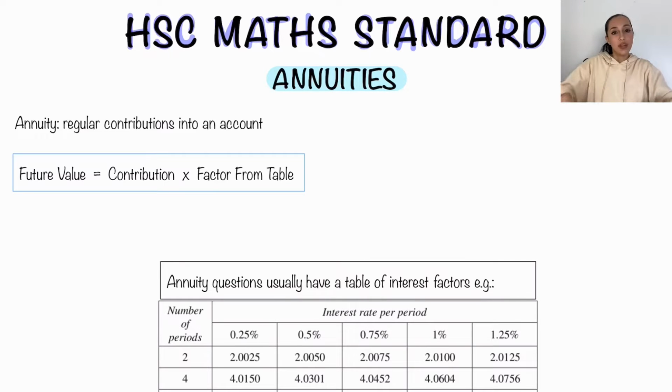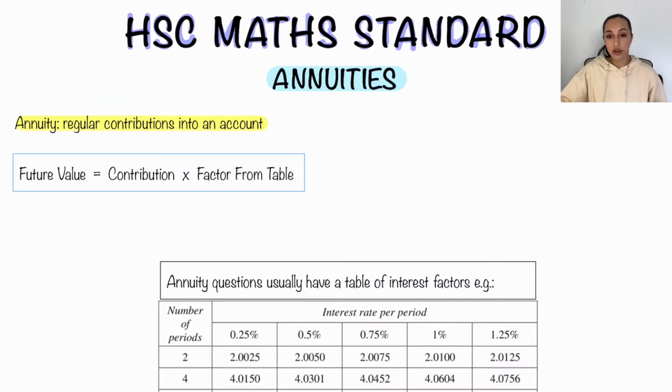In this video, I'll be going through some annuities examples from HSC Maths Standard. Before we jump straight into examples, I just wanted to cover some basics. First off, the definition of an annuity is a regular contribution of money into an account.